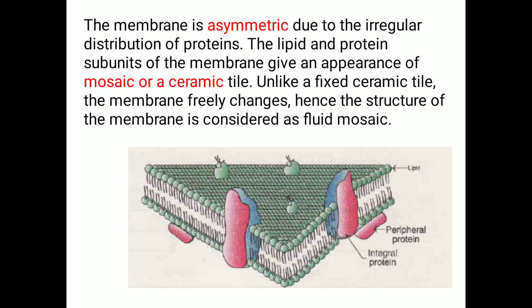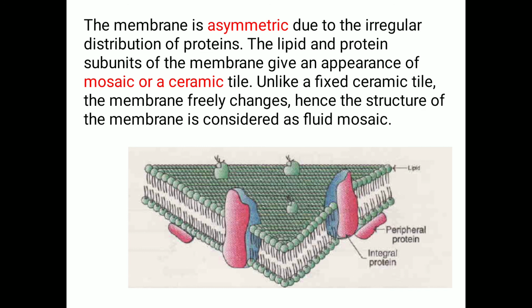The lipid and protein subunits of the membrane give an appearance of a mosaic or ceramic tile. That is the reason it is called the fluid mosaic model, because when you see the picture of the plasma membrane in the slide, you see a mosaic pattern, right? The arrangement of lipid and protein subunits gives an appearance of a mosaic or ceramic tile. So that is the reason they have given the name fluid mosaic model.